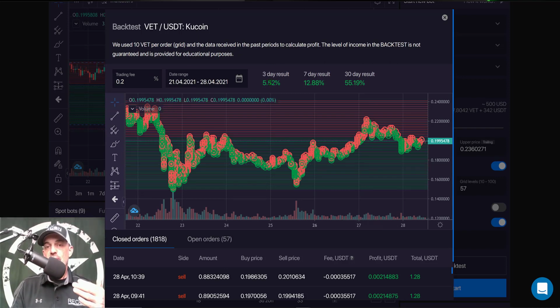If my 3-day result came in under 1%, I would question whether or not I have the right coin or the right settings. But as you can see, the 3-day result is actually 5.5%. So that is more than 1% per day. As you can see, the 30-day time frame would be close to 2% per day.